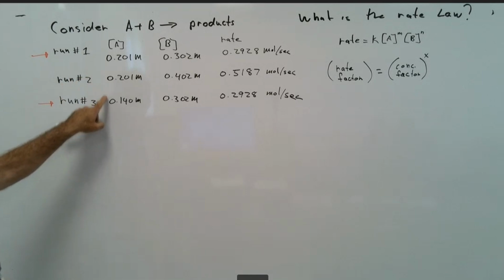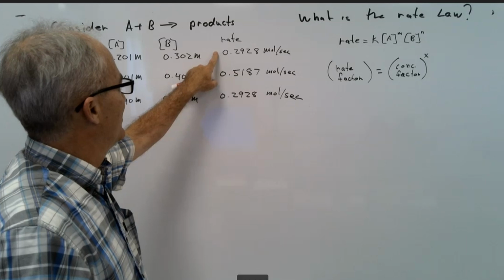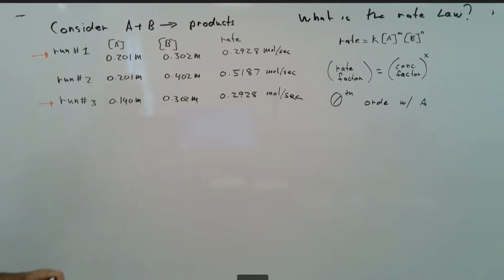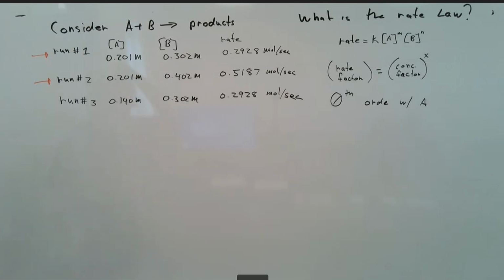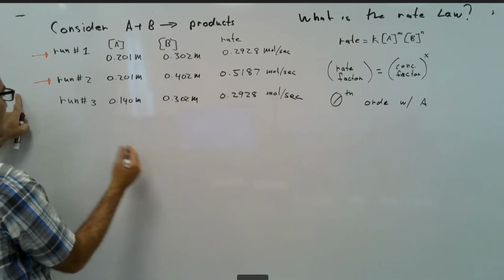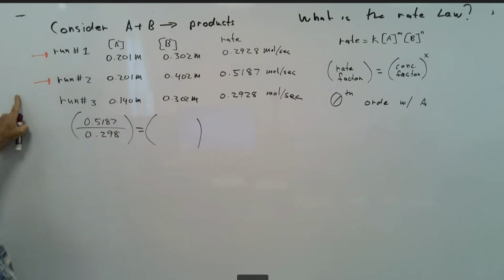We need to use our calculator. Looks like I've done something to the concentration here. What effect did that have on rate? Nothing. So why don't I just use these first two experiments? And so my rate factor, I want to put the larger rate up top. Lower rate down below. Now my concentration factor, and the units typically go away in these ratios.